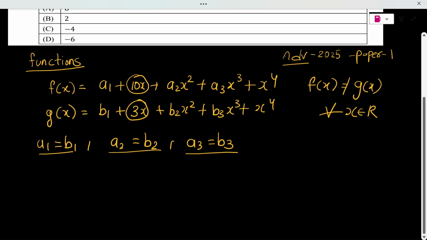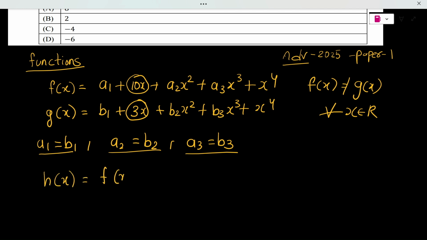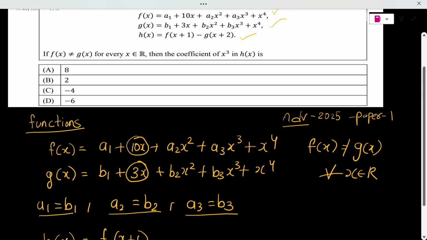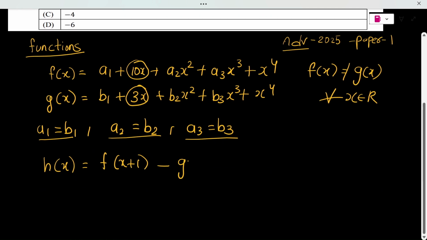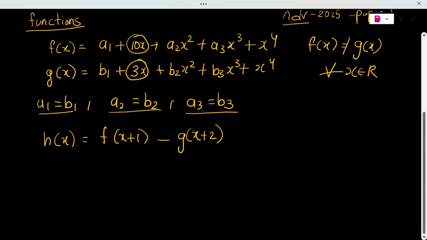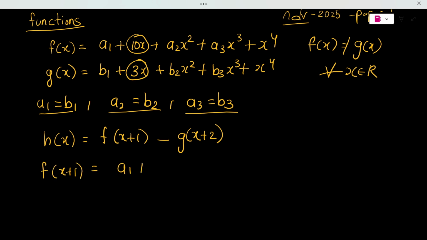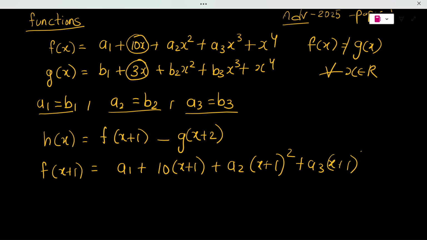Now h of x equals f of x plus 1 minus g of x plus 2. So f of x plus 1 is equal to a1 plus 10 into (x plus 1) plus a2 (x plus 1) whole square plus a3 (x plus 1) whole cube plus (x plus 1) whole to the power 4.